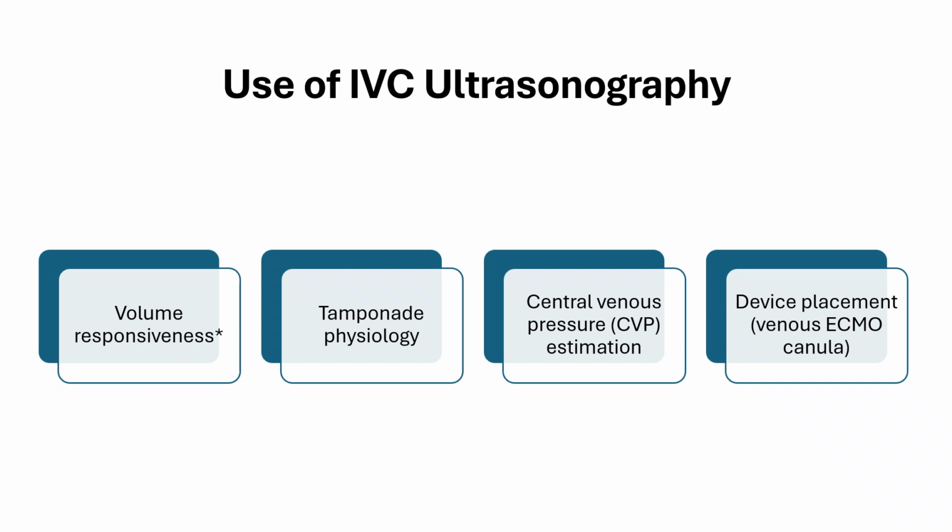So what are the uses of IVC ultrasonography? It can sometimes be helpful in assessing volume responsiveness and volume status. It can be helpful to see if the patient has tamponade physiology. Our cardiology colleagues quite often use the IVC to help estimate the central venous pressure, or CVP. It can also be used to help proper positioning of intravascular devices, such as venous ECMO cannulas. Please pause the video if you need more time to review this slide.